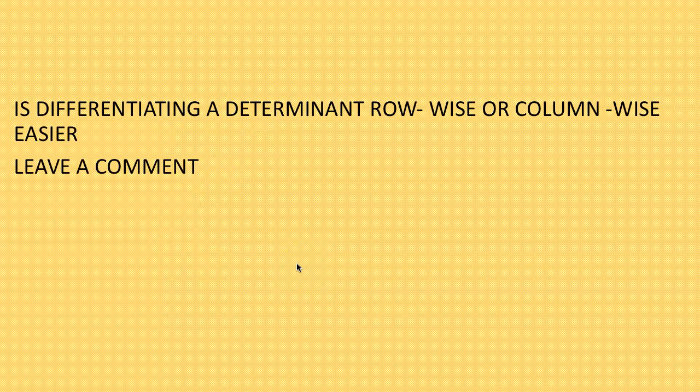So I would leave a question for you. Is differentiating a determinant row wise or column wise easier? Which would you prefer? Leave a comment.